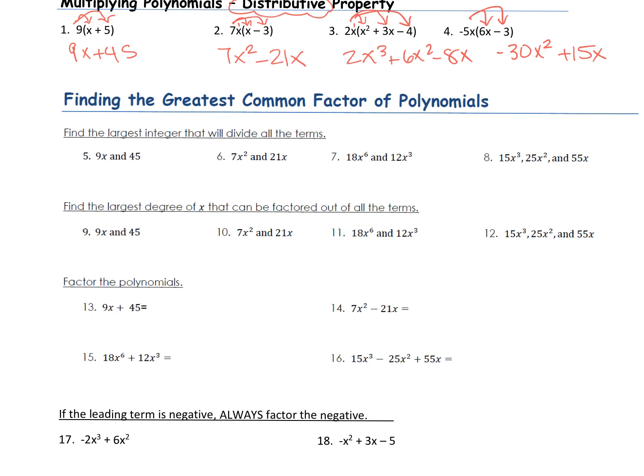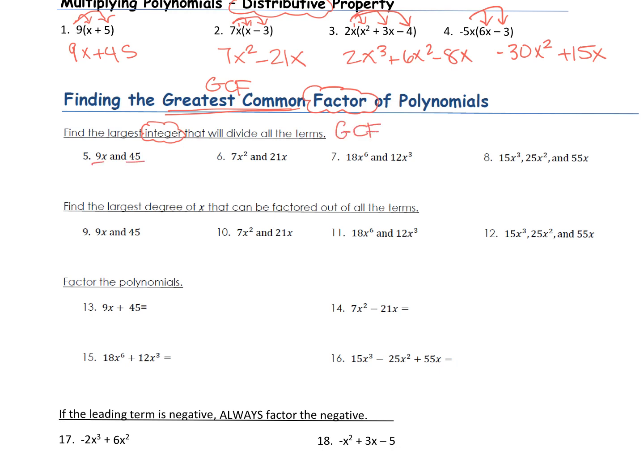So now, why did we review that? Well, factoring is basically reverse distribution property. You look for the greatest common factor. We call that the GCF that you can factor out. So in numbers 5 through 8, it's asking me to look for the largest integer. So I'm not looking at the variables at all. I'm looking at my integers to see if I can find the largest integer. That's my greatest common factor.